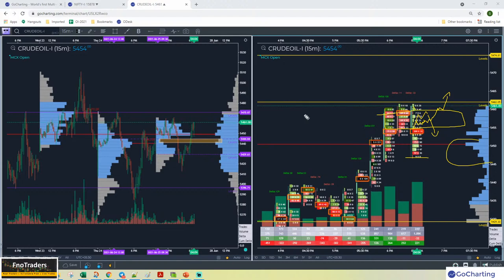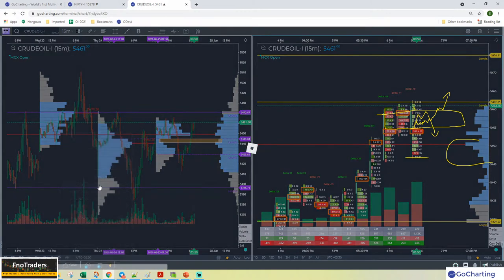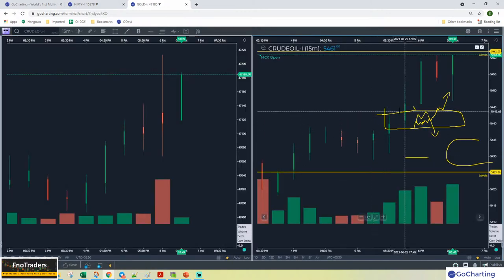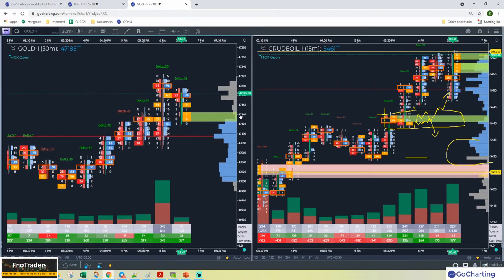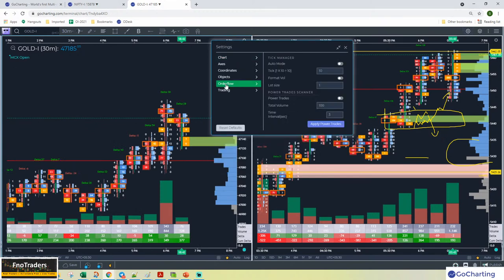Gold, I was recently checking. Okay, gold, I created a chart for gold, this one, which was on 30 minutes though. For gold, I was using a setting of 10. So 10 point as one level. Can lower it, but 10 point was good.